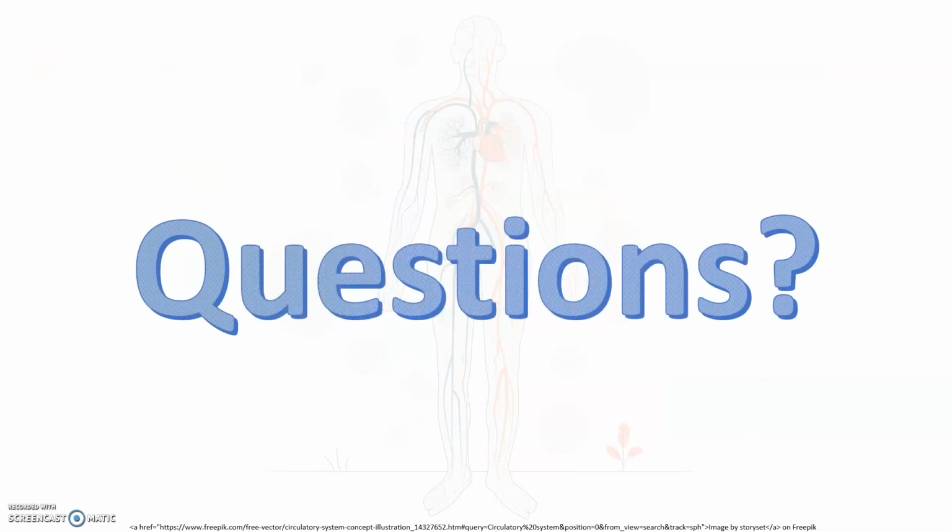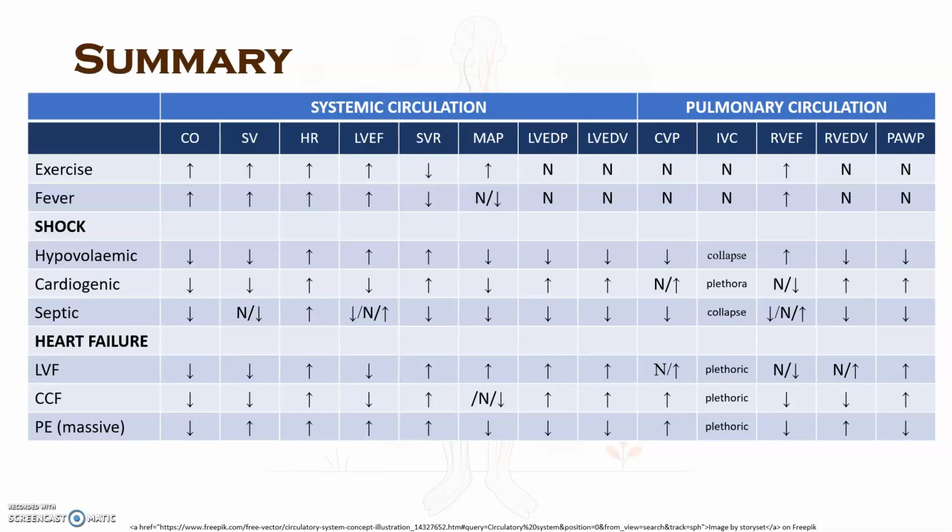So this first lecture took us through the basic physiology of the cardiovascular system and how in health this responds to exercise and fever. If you have any questions, you can post them on the chat or you can bring them up in class. In summary, we looked at exercise and fever, and in subsequent lectures we look at different types of shock and heart failure. Thank you.